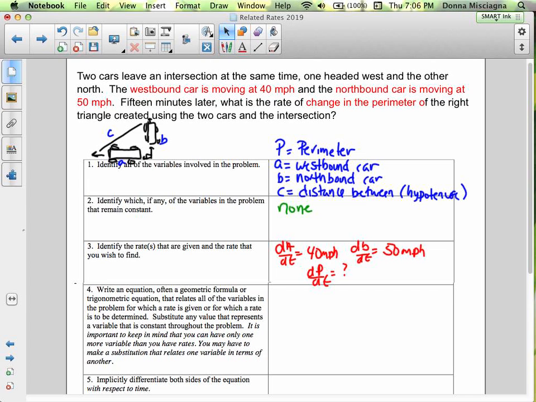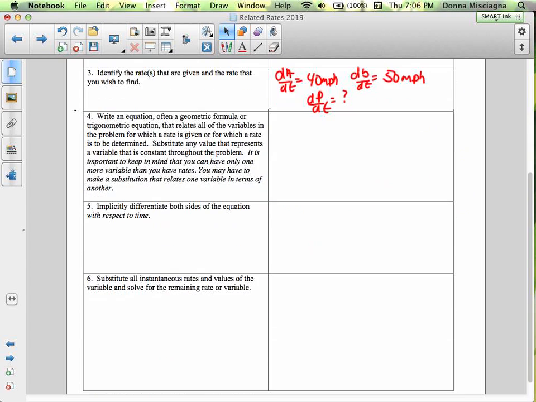All right, so write an equation to relate those variables. So we're going to be using the perimeter formula. So that is P equals A plus B plus C. Now we have a little bit of a problem. We know when we take the derivative, we've got dA/dt, we've got dB/dt, we don't have dC/dt. So we're going to have to do something to rewrite C in terms of the other variables.